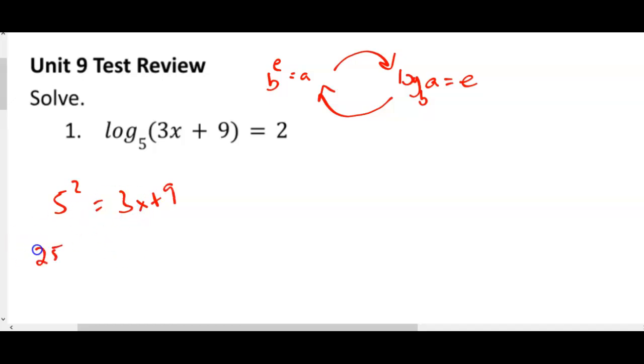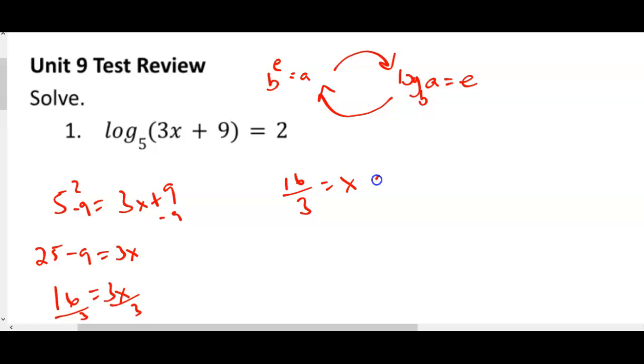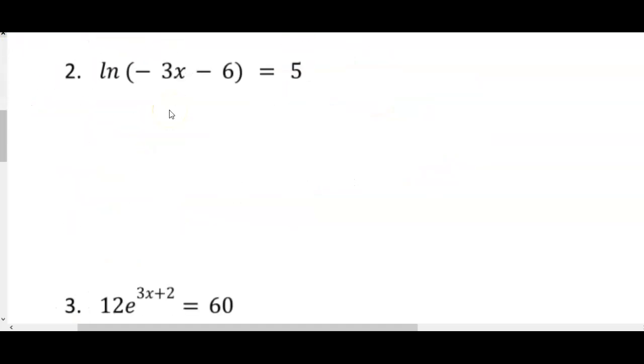So you've got 25. Let's subtract 9 on both sides. So 25 minus 9 equals 3x. That's 16. And then we'll divide by 3 on both sides, and you will get 16 divided by 3, or 5.3 repeating like that. All right, let's see what we've got next.